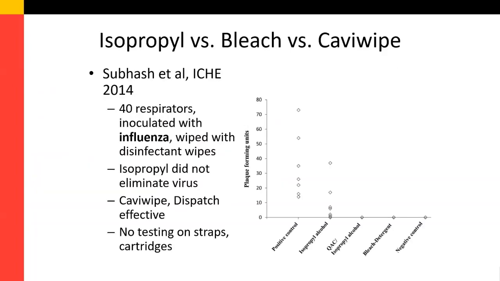So what about disinfectant type? In a study by Subash and colleagues in 2014, they took 40 elastomeric respirators and inoculated them with influenza virus and then wiped them with 3 different types of disinfectant wipes. What they saw was that for influenza, isopropyl did not completely eliminate live virus, but the CaviWipe and Dispatch both did. And in that study, they did not test on the straps or the cartridges. So I think that's important as we consider the types of disinfectants that may be relevant for COVID-19.